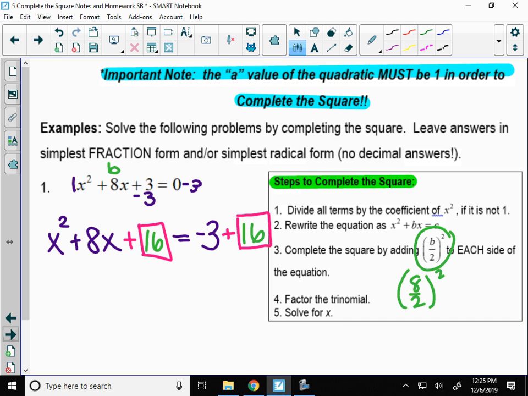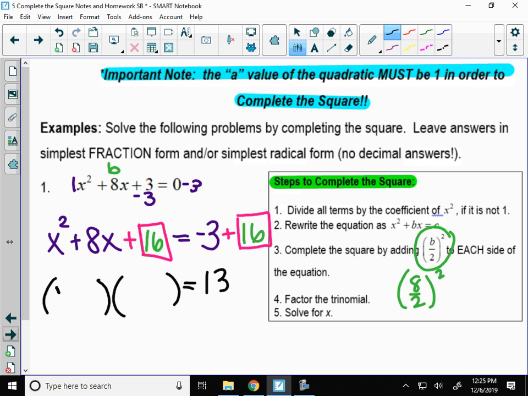All right, now, it says factor the trinomial. Well, before we do that, let's simplify the right-hand side. Negative 3 plus 16 is 13. Now, we're going to factor it. I'm going to do this in a long step, like 2 times, and then we'll shortcut it from here on out. What 2 numbers multiply to 16 and add to 8?